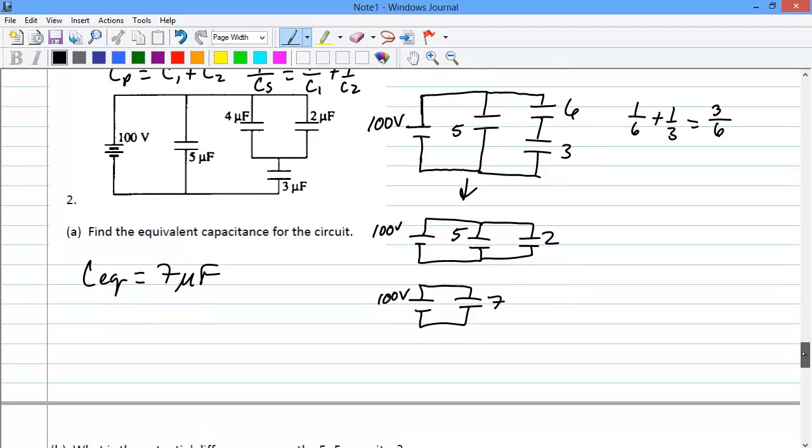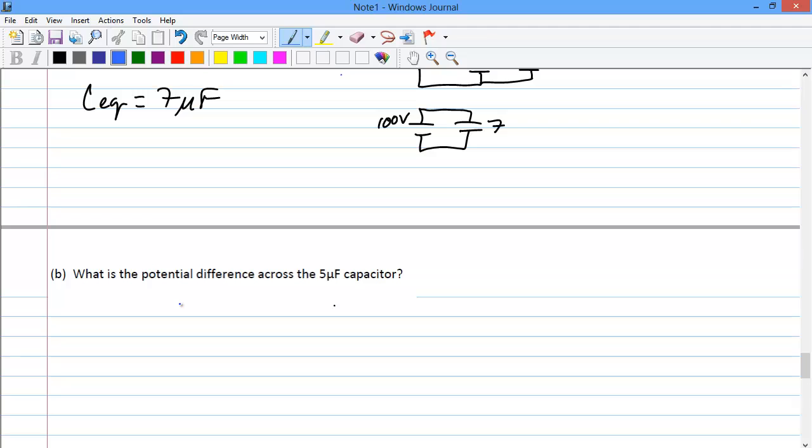What is the potential difference across the 5 microfarad capacitor? Well, the 5 microfarad capacitor is parallel to the 100 volts. And so the potential difference is just 100 volts.